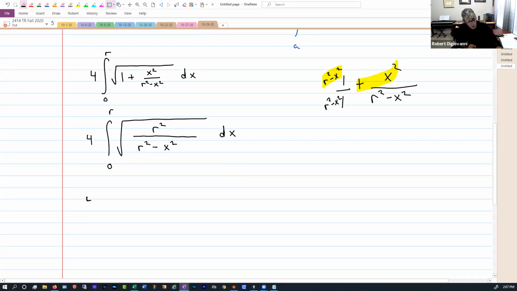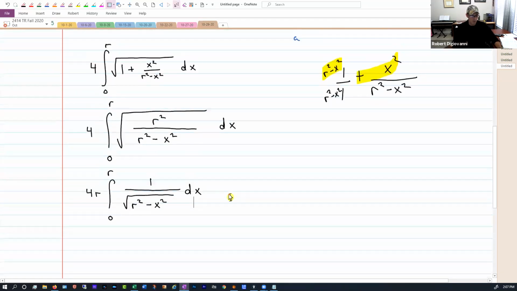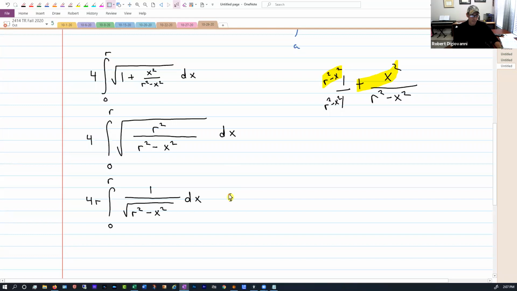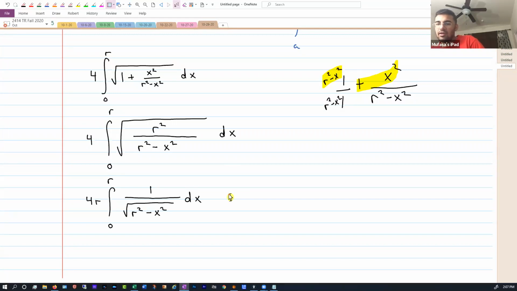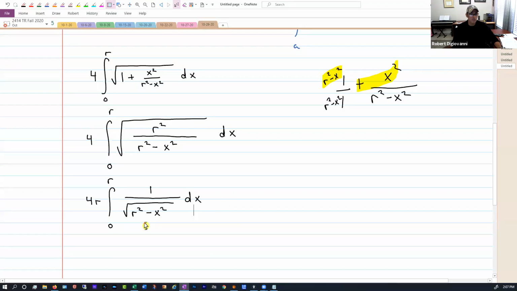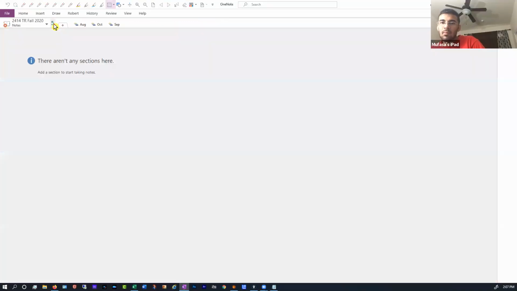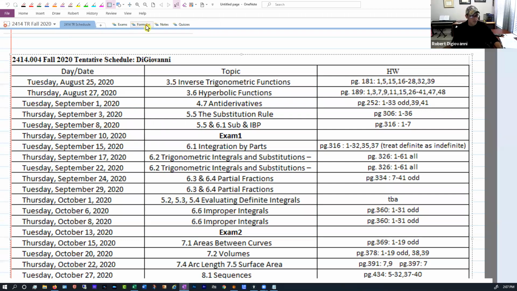So I'm going to pull the r out, and I have a 1 left on top. On the bottom, I have this. Can't we just take the square root of it? Oh, because there's a negative sign in between. That's right, we can't do that. But we could use trig sub, couldn't we? Mm-hmm. But even better than trig sub is formulas.